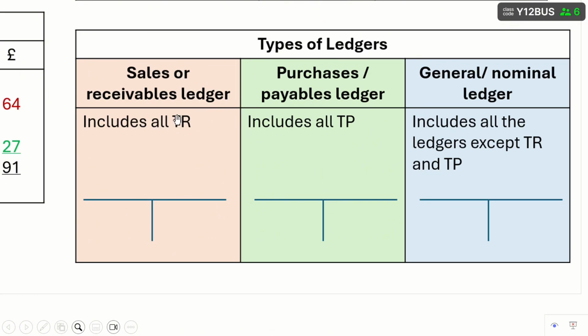There are three different types of ledger. Sales or receivables ledger includes all trade receivables. Purchases or payables ledger includes all trade payables. General or nominal ledger includes all the ledgers except trade receivables and trade payables.